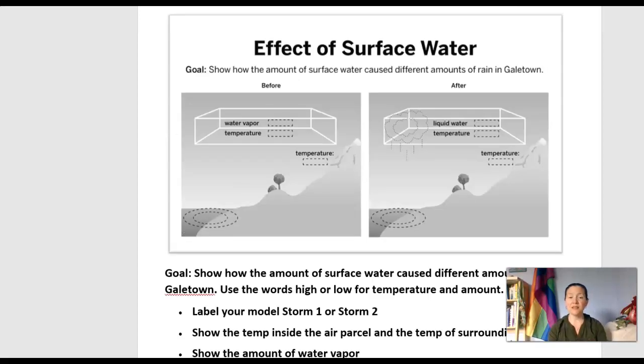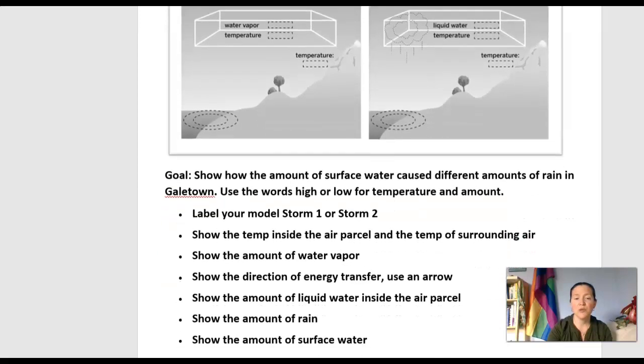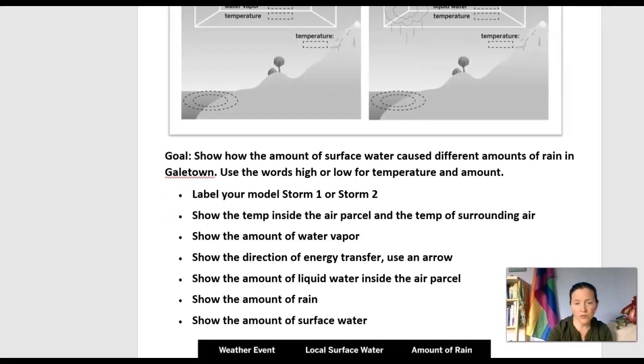All right, so our next activity is going to be to look at these images and write in on this chart or diagram what's going on that's causing the different rainfall. So what am I going to do here? My goal is to show the amount of surface water and how it caused the different amounts of rain. So I see that there's a before and an after. And down below on our packet, it gives us some instructions. So we're supposed to label the model, Storm 1 or Storm 2.